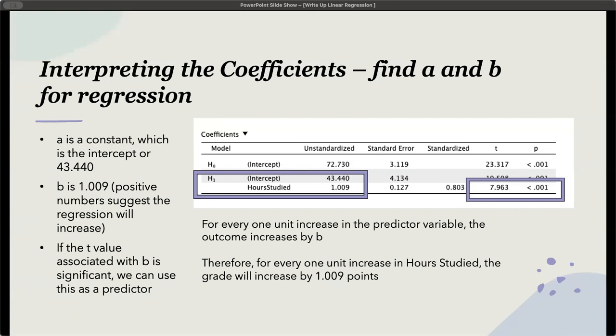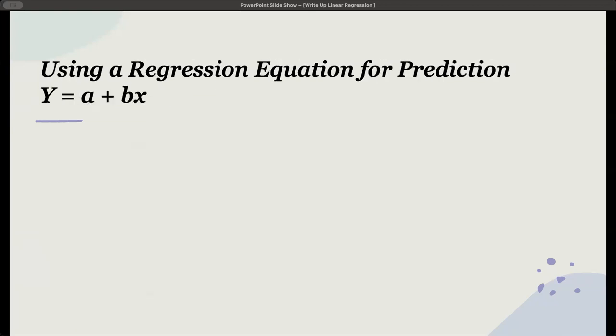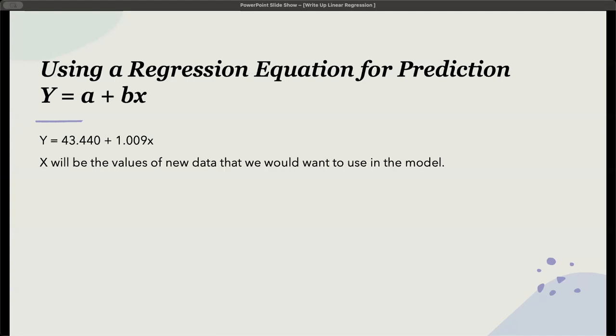Okay, we're going to continue with the equations. We'll see how this works. So the equation, again, is y equals a plus bx. So we're going to have to start plugging in those numbers. So y equals a. A, remember from the previous page, is 43.440. B is positive, so we're going to add. So plus 1.009, and x is the number we do not know. So x will be the values of the new data we would want to use in the model.